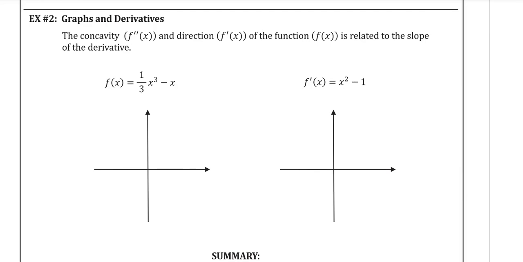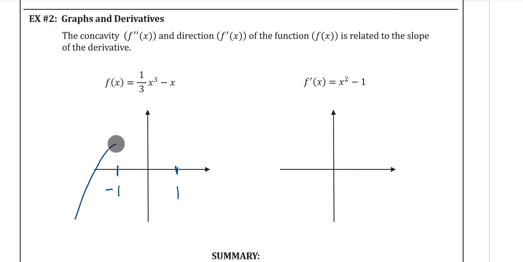All right, next example, graphs and derivatives. The concavity f double prime of x and the direction f prime of x of the function f of x is related to the slope of the derivative. So this is just kind of laying this out here. If you were to look, this is the graph from our last example. Here's -1, here's 1, and this graph looks something like this.